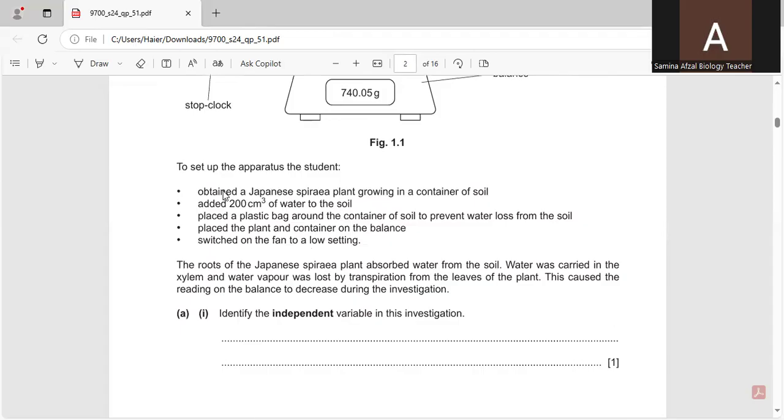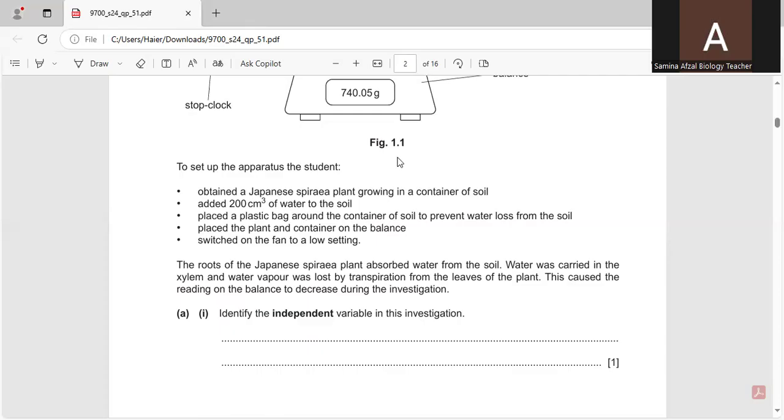So to set up the apparatus, the student contained a Japanese spirea plant growing in a container of soil, added 200 centimeter cubed of water into the soil, placed a plastic bag around the container of soil to prevent water loss from the soil, placed the plant and container on the balance, and switched on the fan to a low setting. The roots of the Japanese spirea plant absorbed water from the soil. Water was carried in the xylem and water vapor was lost by transpiration from the leaves of the plant. This caused the reading on the balance to decrease during the investigation.